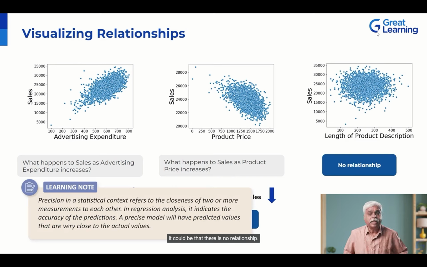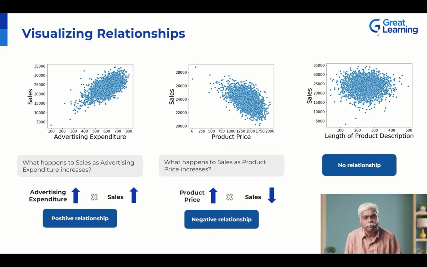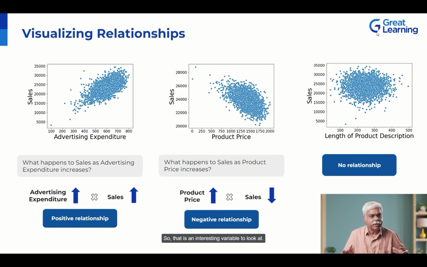It could be that there is no relationship. It could be that we are looking for something that says, are people more likely to buy a product if it is simply described? If I can just describe something very, very simply, are people more likely to buy it? If I can describe a shoe as just do it, is that likely to increase sales? So that's an interesting variable to look at. Why? Number one, the length of a product description is within my control. It's something I can vary.